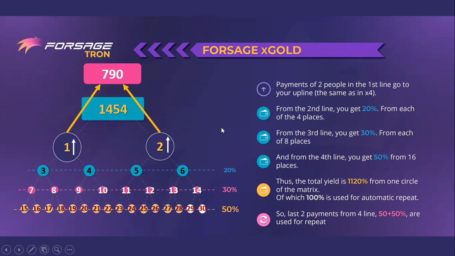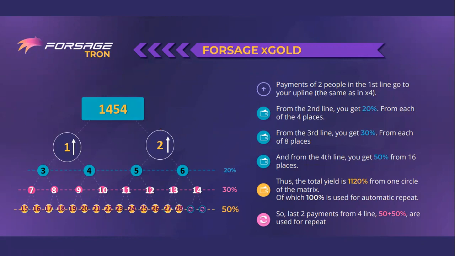Let me be more clear on how you can earn from Forsage X Gold. And let's try that, shall we? Let's just say it is on slot 1 or level 1, which costs 200 Tronics.